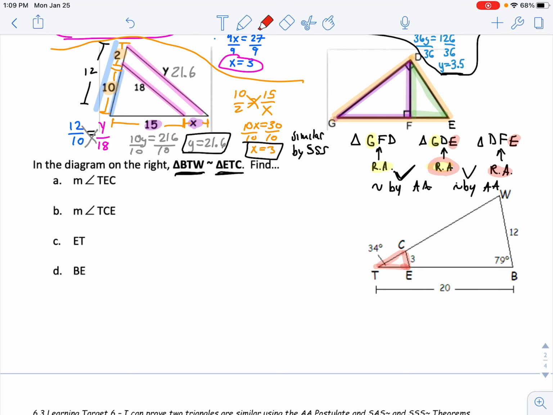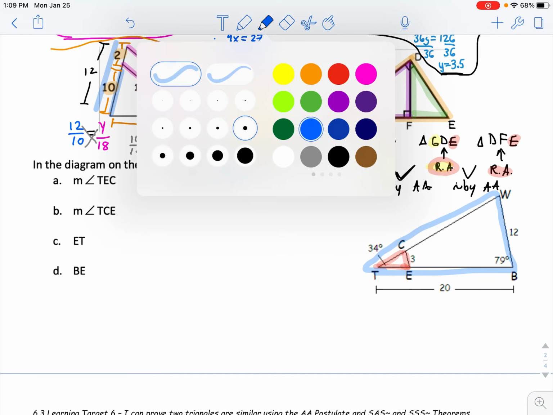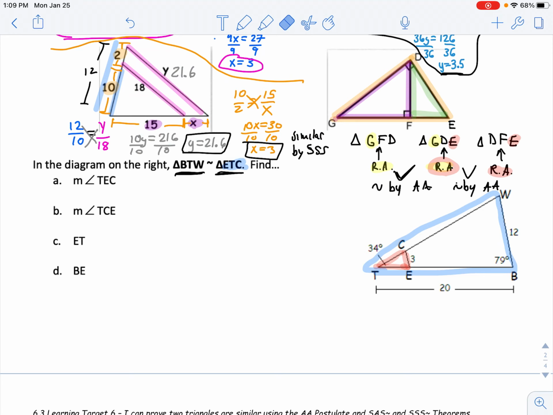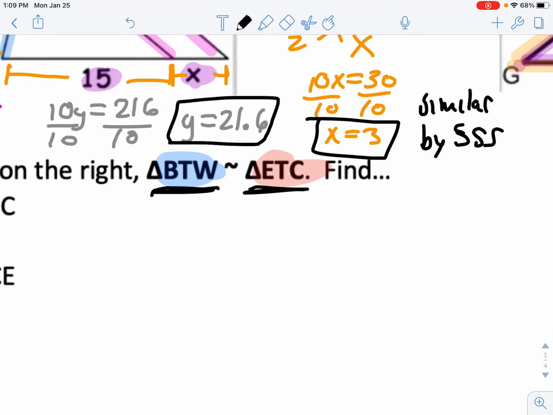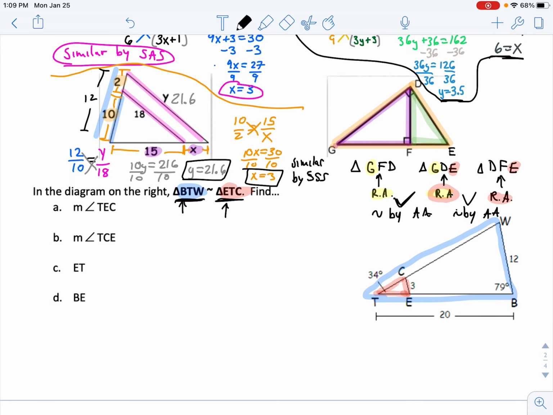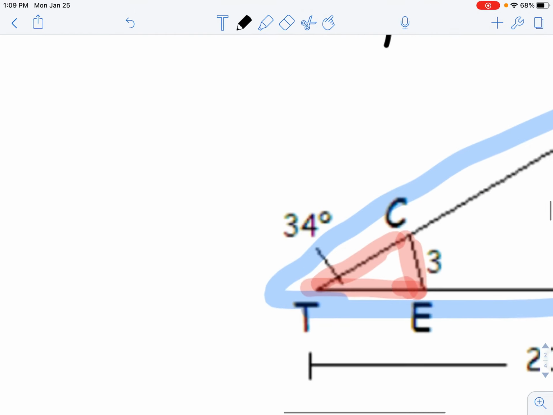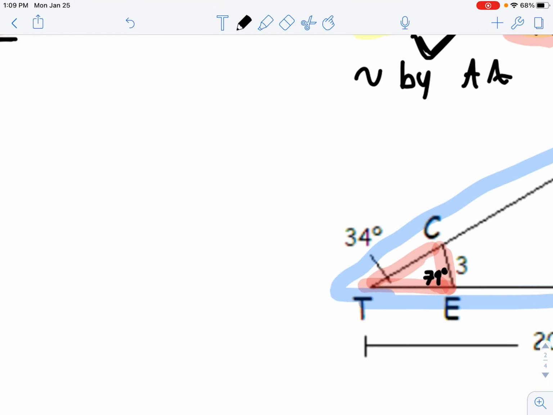All right, so really what we're doing is finding this small red triangle, and then we got this big blue triangle. Well, hold on, let me undo that. So BTW is the big one. ETC is the small one. So really we need to find angle E. Notice how that corresponds to angle B. Angle B is 79, so TEC is also 79 degrees.